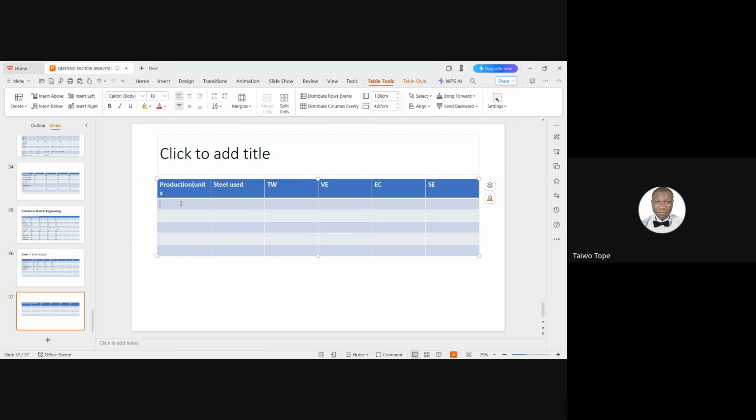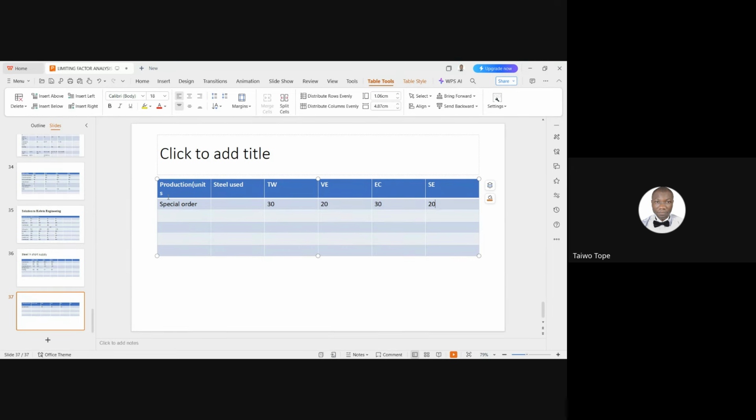Now, the question is this. For TW, the special order is what? Let's write special order. The special order for TW is 30, right? For VE it is 20. For EC it is 30. For SE it is 20. So we're trying to look at the cost now.